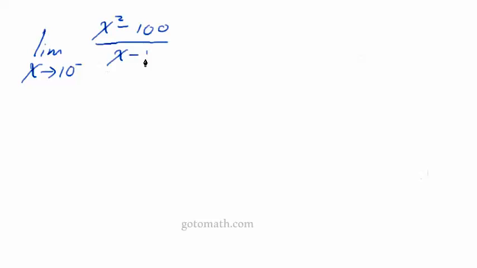Okay, let's lighten the color up a little bit. We have the limit as x approaches 10 coming in from the left hand side. That's what that means. As x squared minus 100 over x minus 10. Now in the previous section, finding limits analytically, we did this problem.